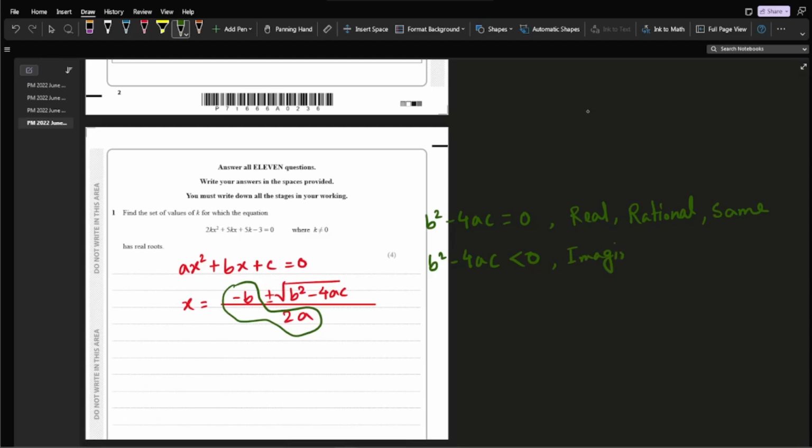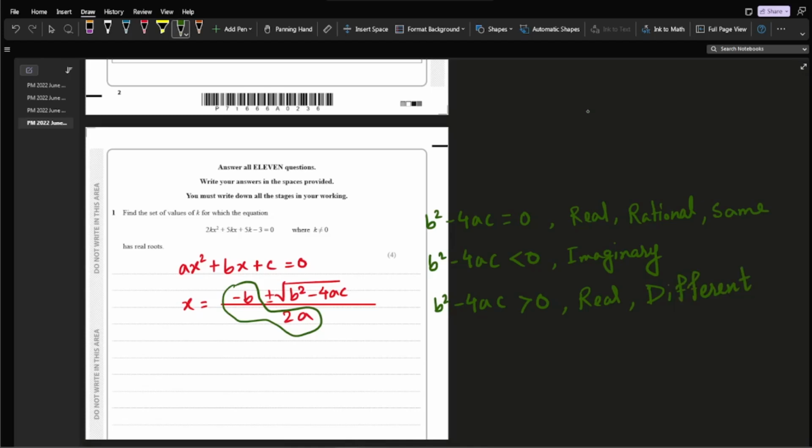Now if b squared minus 4ac is less than 0, the roots are imaginary. What is an imaginary number? Just for information, if we have any negative number inside a square root, that is an imaginary number. That's all you need to know. Now if b squared minus 4ac is greater than 0, the roots are going to be real and different.